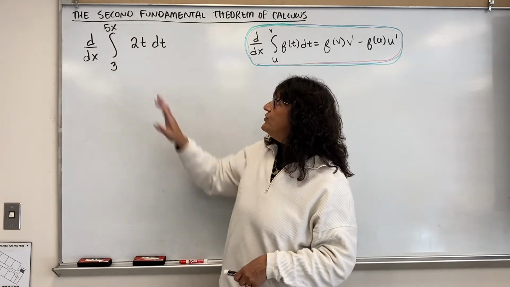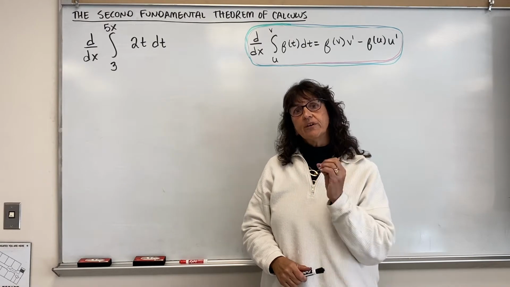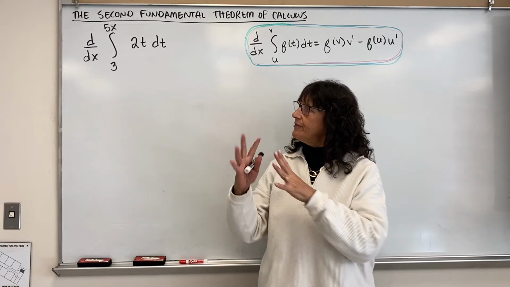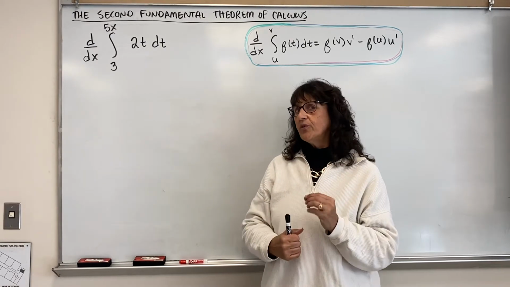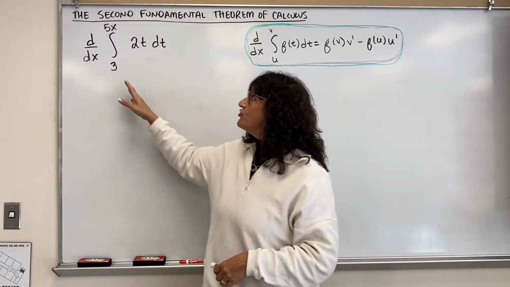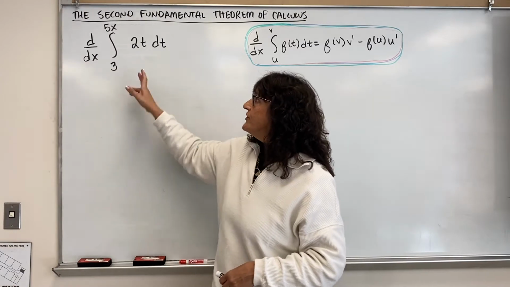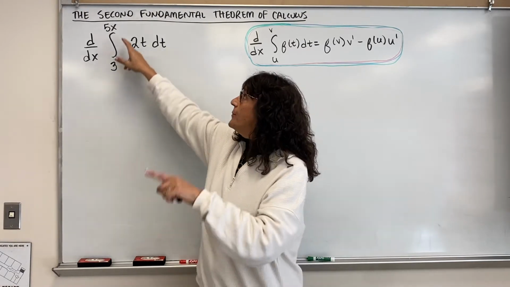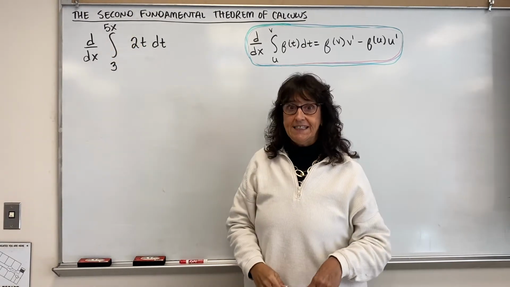So let's go ahead and use this example to start with, because we're going to just go step by step. We're going to work from the inside to the outside. We're going to show all the work. We're going to see what the answer is that we get, and then we'll take a look at the shortcut. So we're going to find the derivative of the integral. This integral, lower bound is 3, upper bound is 5x of 2t dt.